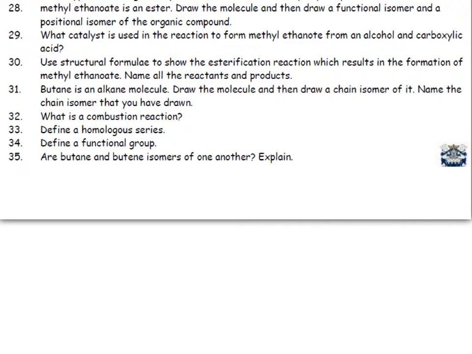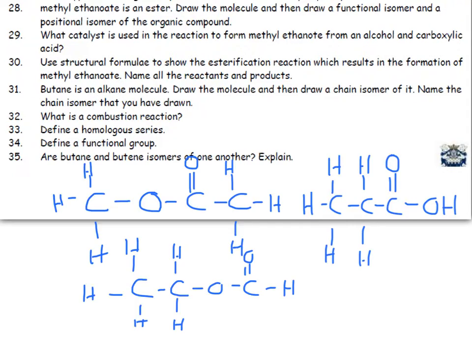Methyl ethanoate is an ester. Draw the molecule and then draw a functional isomer and a positional isomer of this organic compound. So the first one is to just get the methyl, then the O, and then 2 carbons, the ethanoate.